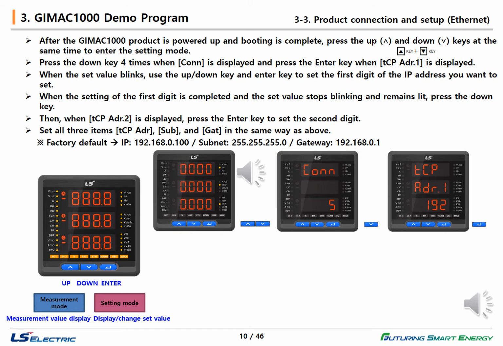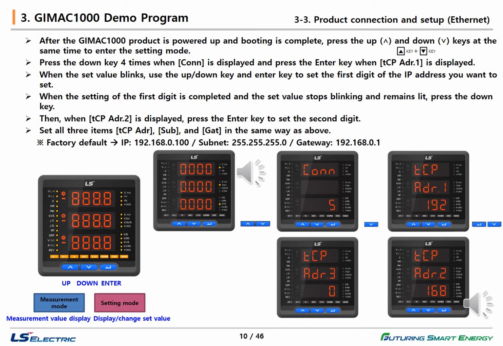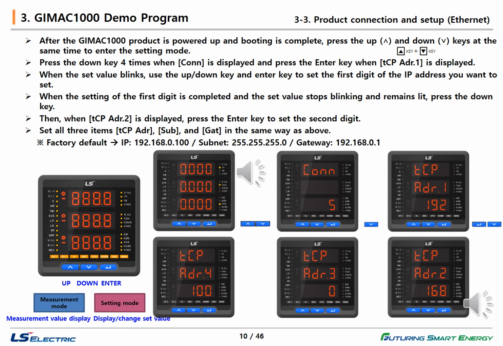Continuing, when TCP.ADR.2 is indicated on the screen as you press the down key, press the enter key and conduct the procedure I have explained to adjust the numbers on each unit. Then conduct the same procedure to set up the third and fourth digits of the IP address.